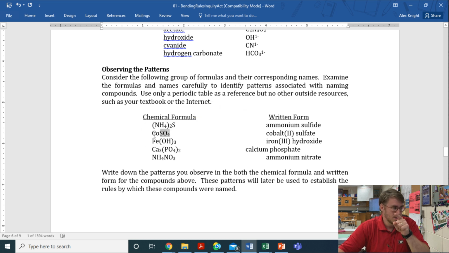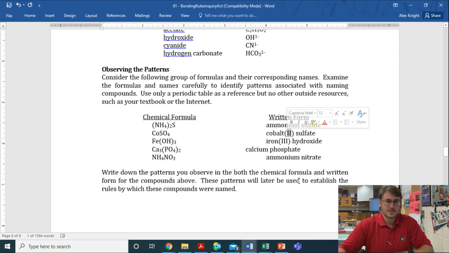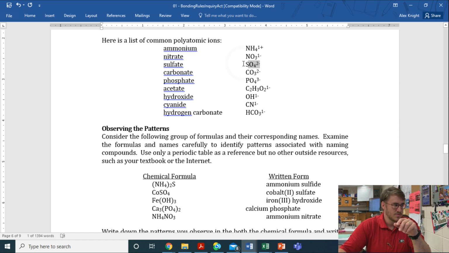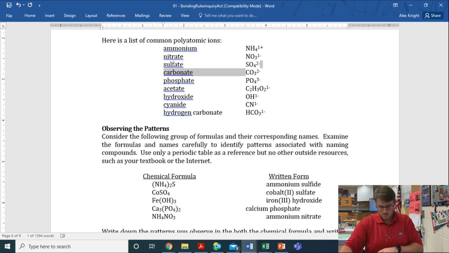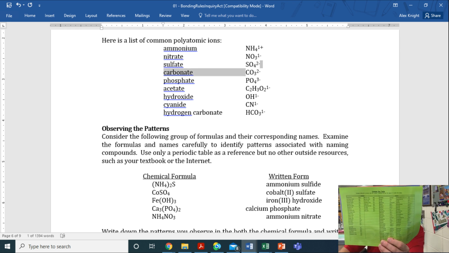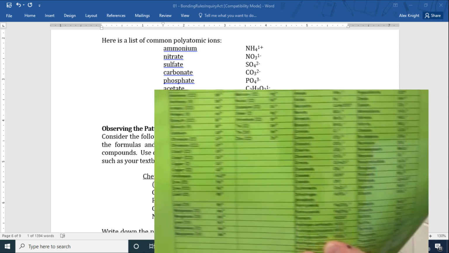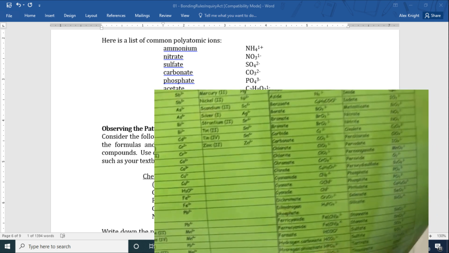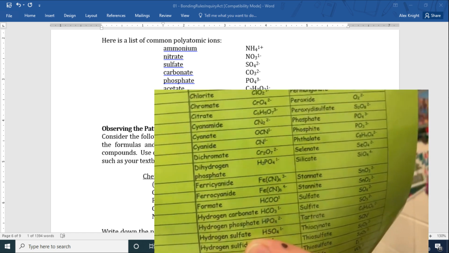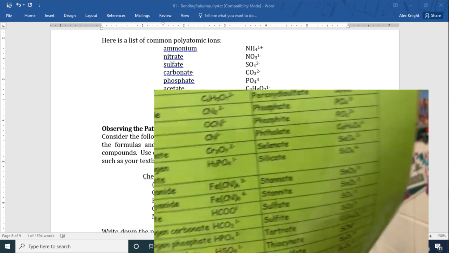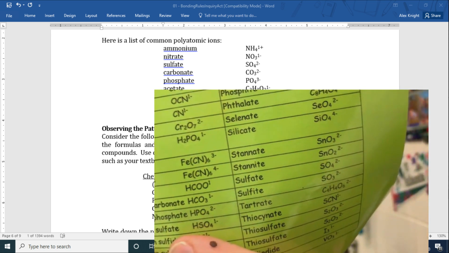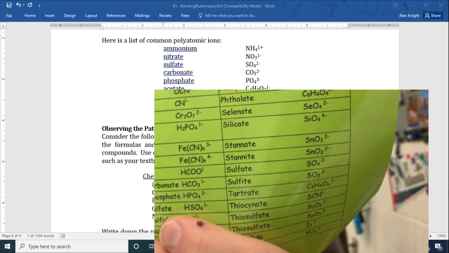Let's look over at CoSO4. So cobalt, we would find from the back of the periodic table, is cobalt 2. Cobalt 2 brings a 2 to the table. Sulfate brings a 2 minus to the table. Now that's listed up here, sulfate, but it's also listed on the rest of the back of your periodic table. There. Sulfate.